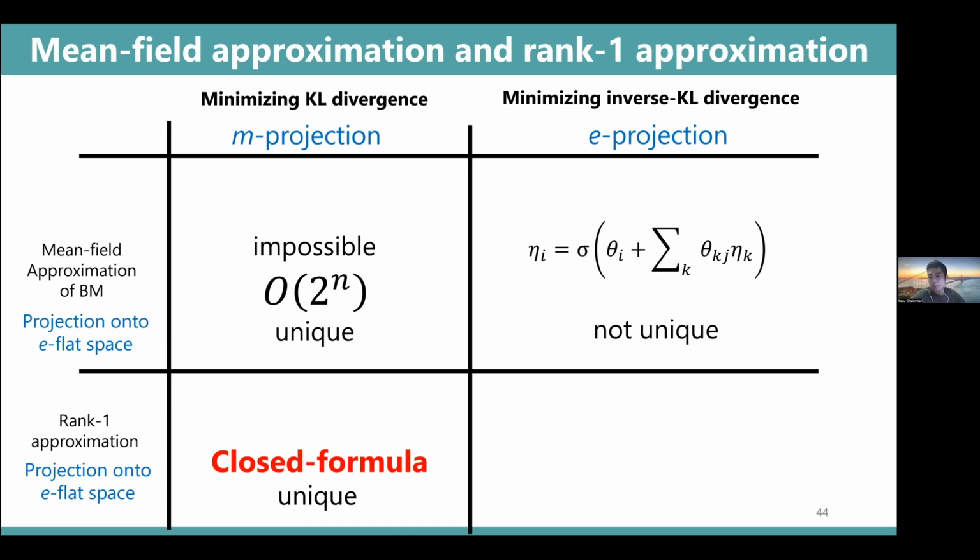I hope this table makes the resolution clear. Rank 1 approximation and mean field approximation of the Boltzmann machine are projections onto E-flat subspaces. But in the Boltzmann machine, the M projection is impossible. So we use mean field equations to optimize inverse KL divergence. But in rank 1 approximation, we can find a closed form and it's computable because of the smaller sample space.